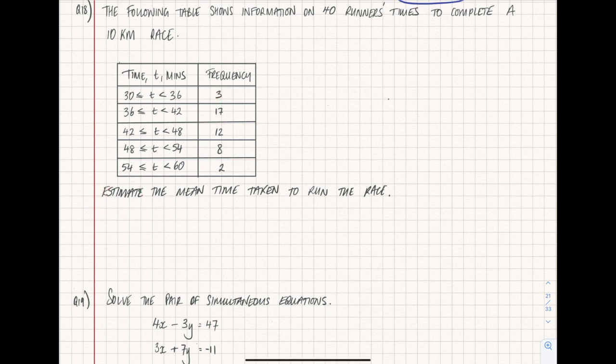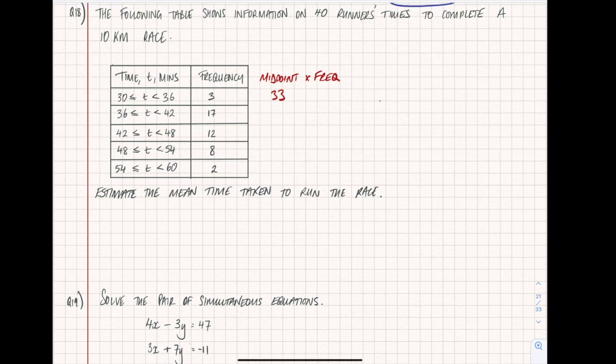So when you're asked to estimate the mean, with a question like this, you need to find the midpoint of each group, and then you need to times it by the frequency. Okay, now explain why. So the midpoint of this between 30 and 36 is 33. So what we're assuming is these three people took 33 minutes, so therefore we have to times that by 3 to get an answer of 99. So the total of their times would be 99.